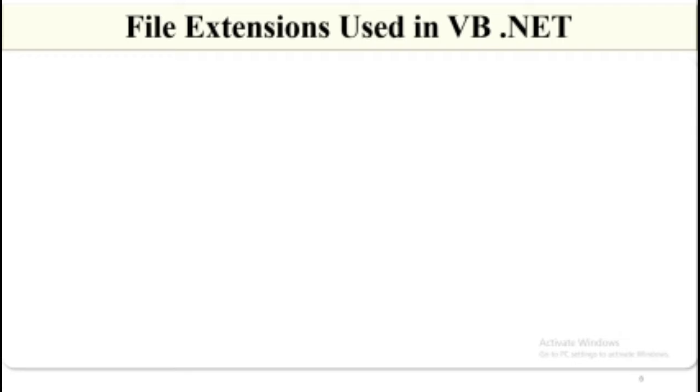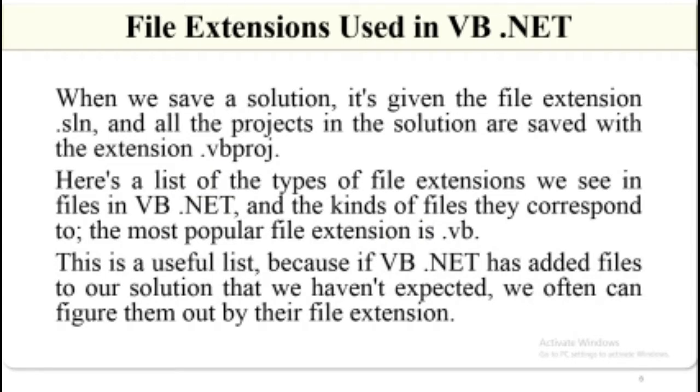Now, let us study what are the different types of file extensions used in VB.NET. Mainly, the entire project solution is saved with .sln as the file extension name, or .vbproj as the another type of extension name. We have a big list of file extensions available in VB.NET.